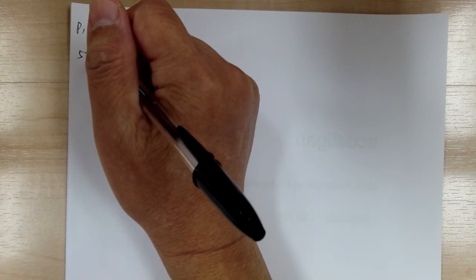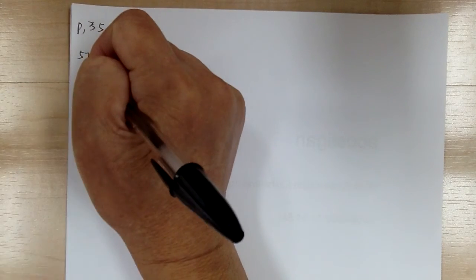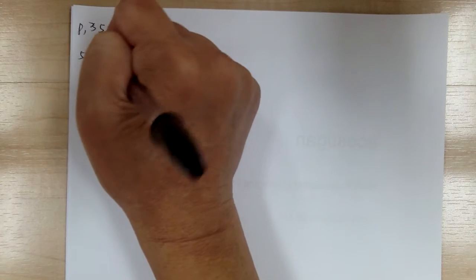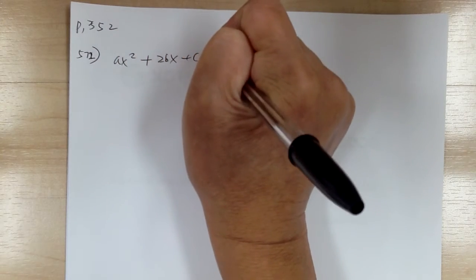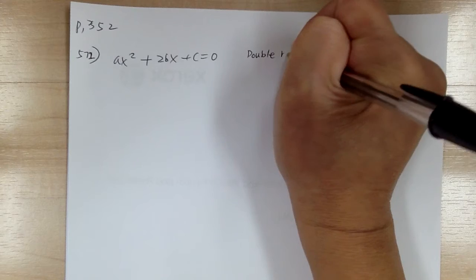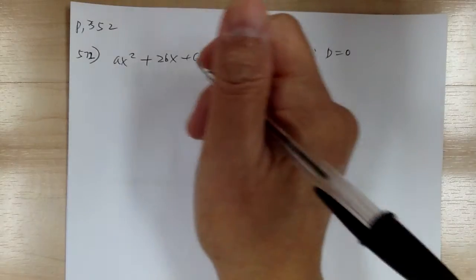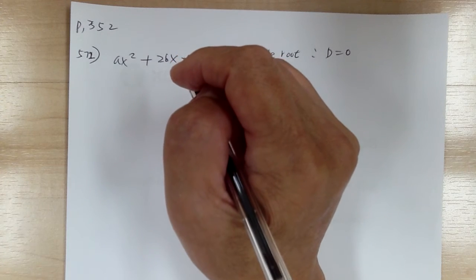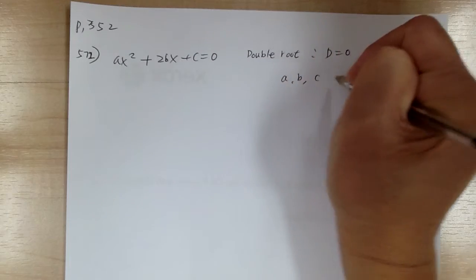Okay, number 572. It shows that if the two roots, so you got ax squared plus 2bx plus c equals 0, are the same, that means it's a double root. So if you have a double root, that means the discriminant d equals 0. And it says a, b, c form a geometric sequence. So a, b, c are geometric.